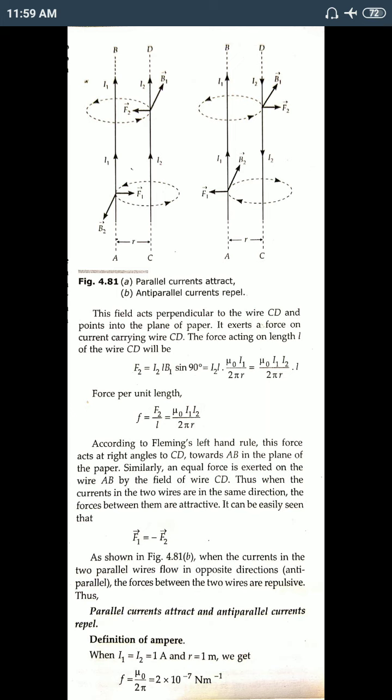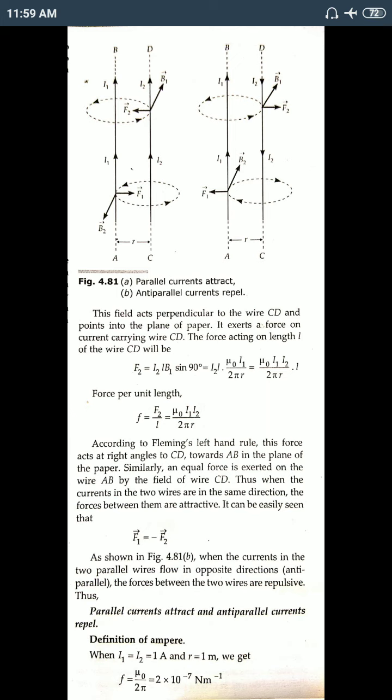Find out the expression of F1. Its magnitude will be the same, that means mu 0 I1 I2 by 2 pi r, you get the force per unit length, but the direction of F1 is opposite to the direction of F2. You see this whenever you apply Fleming's left hand rule.